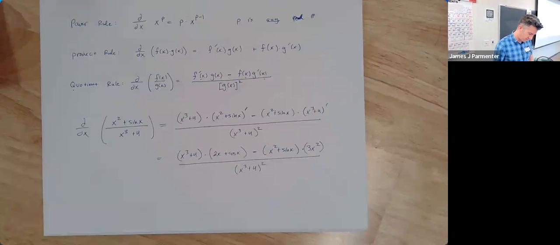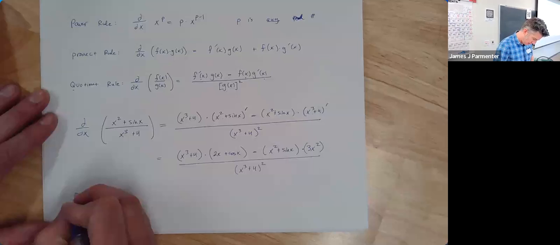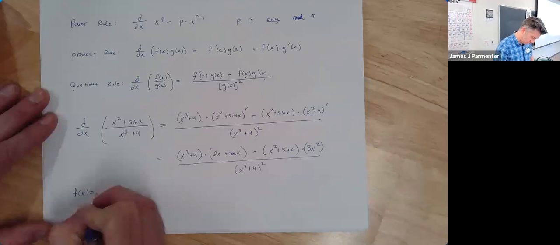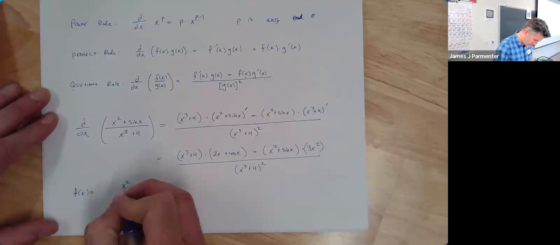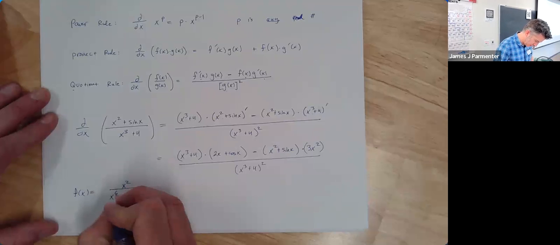Why don't you all try the following one? f of x equal to x squared over x to the 6th plus 3, find f prime of x.